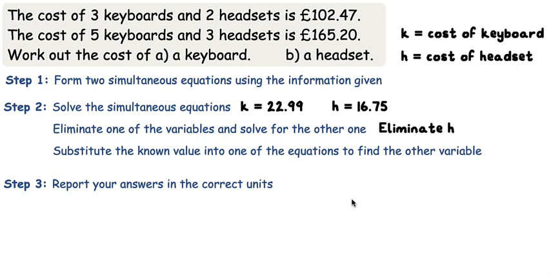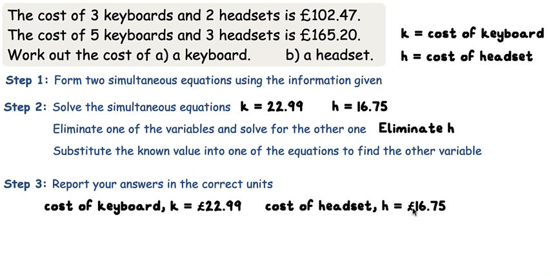Now we need to report our answers, making sure to give them the right way round and with the correct units. We defined K as the cost of one keyboard, and we saw that K is 22.99. This is a value in pounds, so we need to add the pound symbol and make sure our answer is to 2 decimal places, which it is. H is the cost of a headset, which we worked out H was 16.75, so again we need to include the pound symbol and make sure the number of decimal places makes sense.